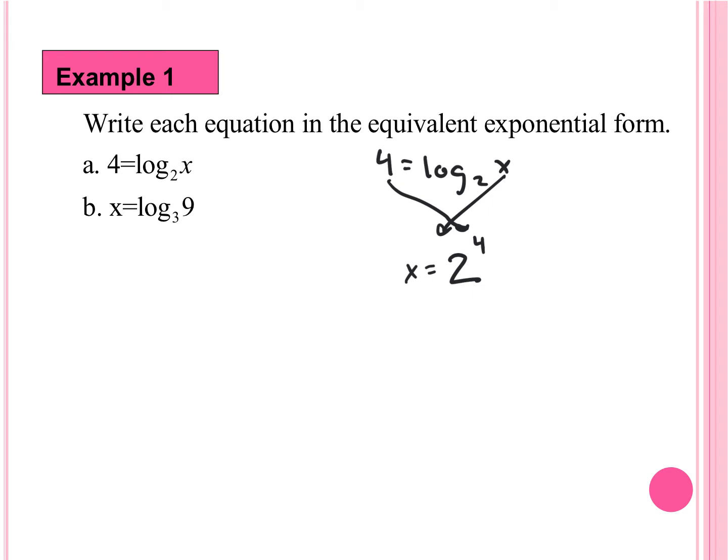So looking at b, what would my base be? 3. What's my exponent? X. And then what's it equal to? 9. Another way you can think about it is that here it kind of looks like 3 to the power of 9. It'll never be 3 to the power of 9. Here it looks like 2 to the power of x. It'll never be 2 to the power of x. You have to move that. It's not going to be that easy.